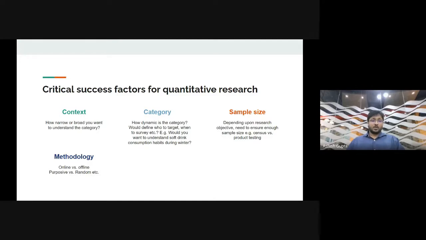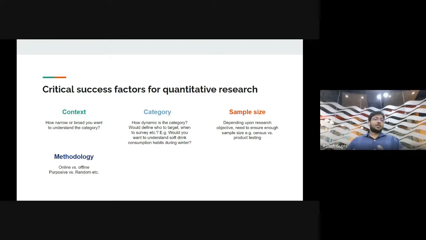Offline methodology is for certain markets where, for example, online penetration is not so high, say low internet penetrated markets where you want to really understand consumers. So you would definitely want to do face-to-face research where you have an interviewer who goes to the respondent, and you have a survey which you actually administer with them.